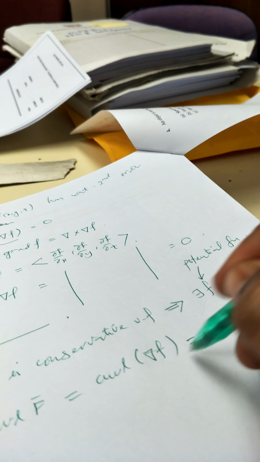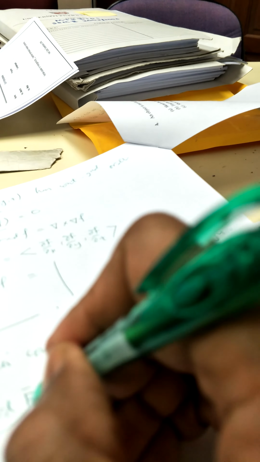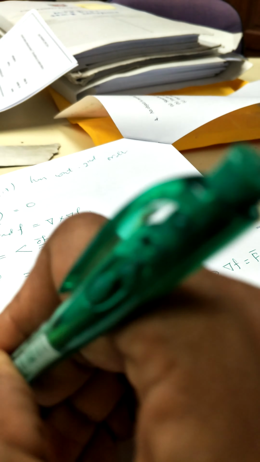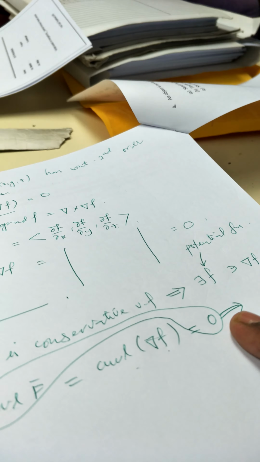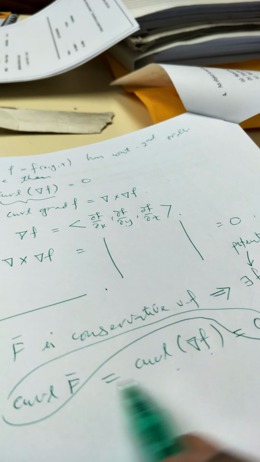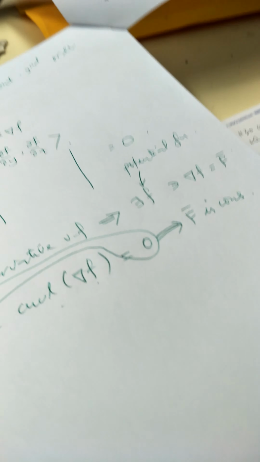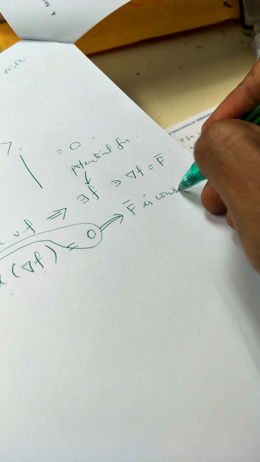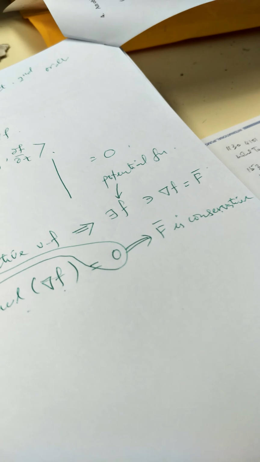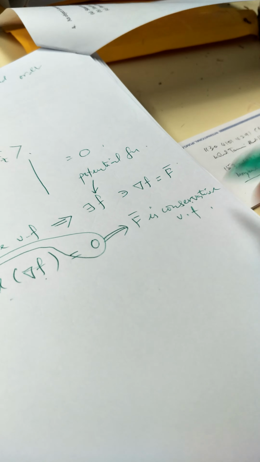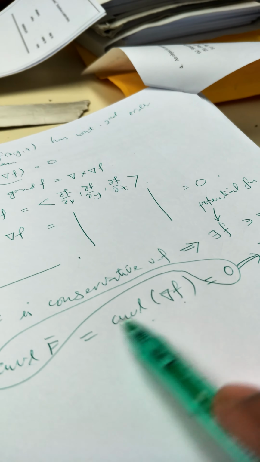So when curl of del f is 0, or curl F is 0, from all these statements, F is conservative. Conservative vector field.